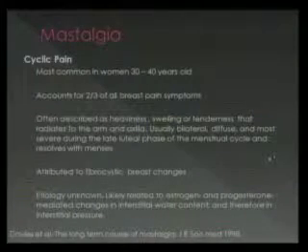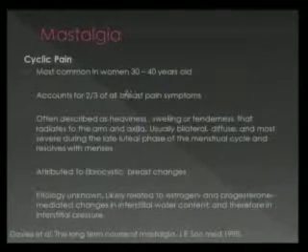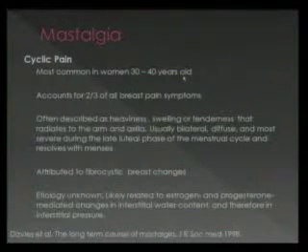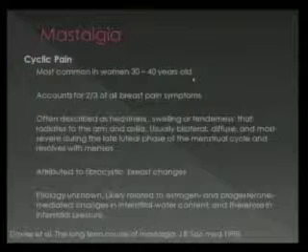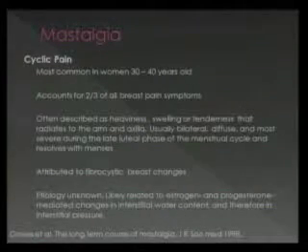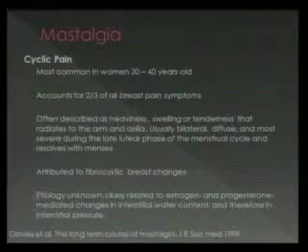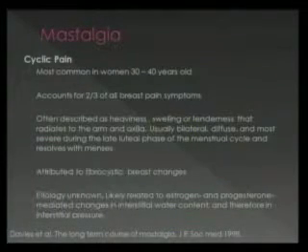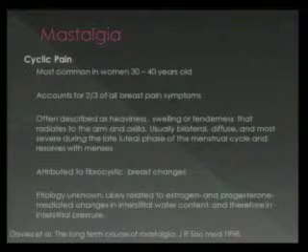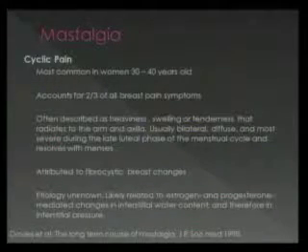When you look at cyclical pain, this is most common in women in their 30 to 40 years of age. It accounts for two-thirds of all breast pain symptoms. This is often described as heaviness, swelling, and tenderness that radiates to the arm and the axilla, usually bilateral, diffuse, and most severe during the late luteal phase of the menstrual cycle, and it resolves with menses.